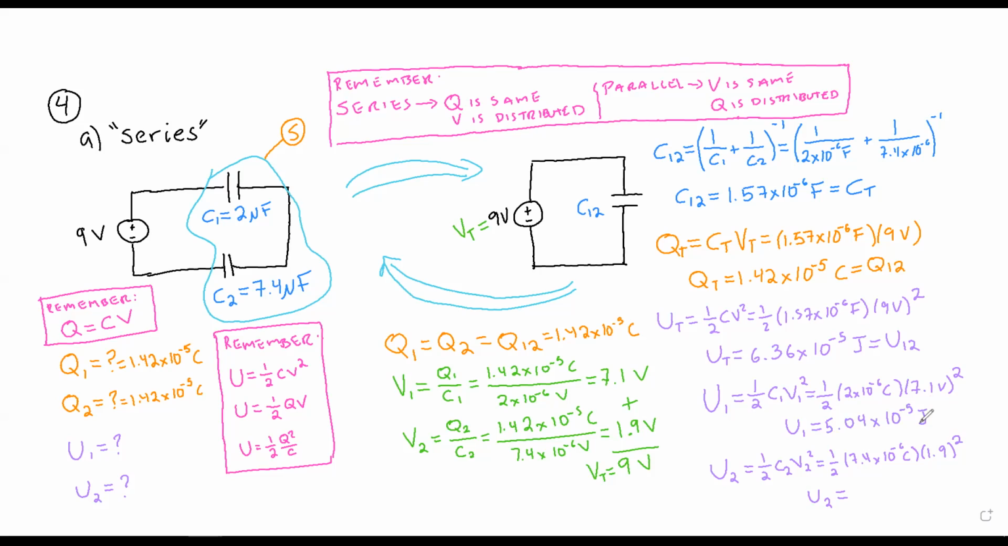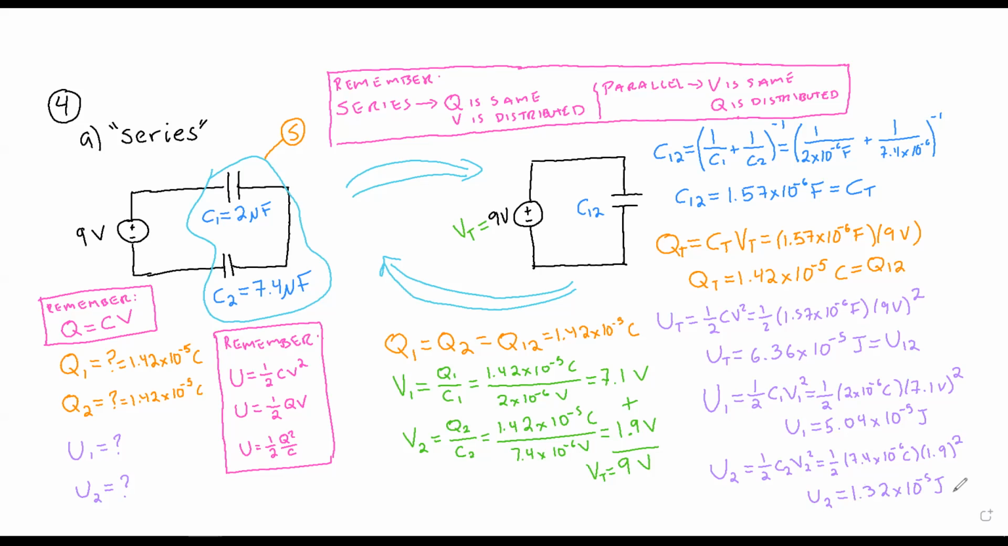And please calculate U2. Well, it should be 1.32, 1.33 times 10 to the minus 5.